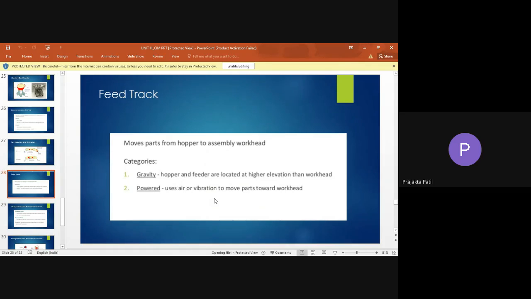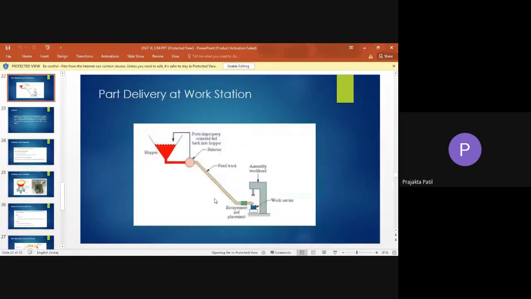Next is the feed track. It moves the parts from the hopper to the assembly workhead. The categories are that you can either have gravity or powered. In gravity feed, the hopper and feeders are located at a higher elevation than the workhead. You can see this diagram that we have shown here. This basically has a gravity feed track, because the components will move from here and, with the help of gravity, move downwards. Or you can even have a feed track which will be powered.